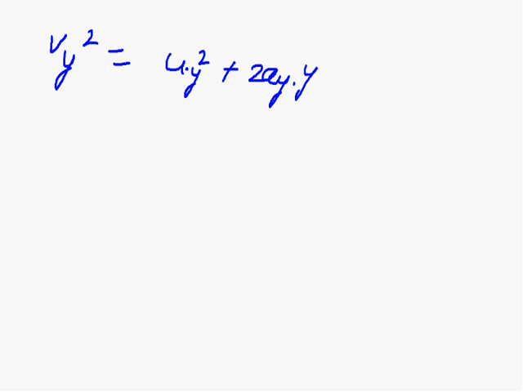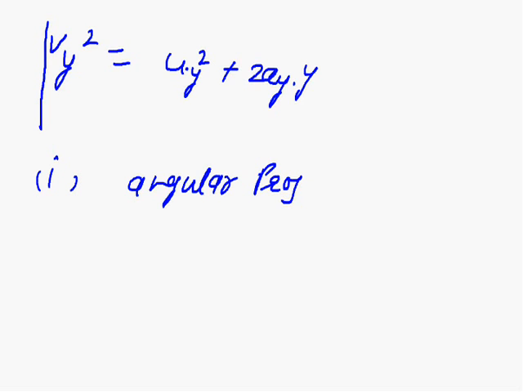In projectile motion, there are two cases. The first case is when the body is thrown with angular projection. We read the first case for angular projection. Let a particle be thrown with initial velocity u making angle theta with the x direction as shown in the figure.